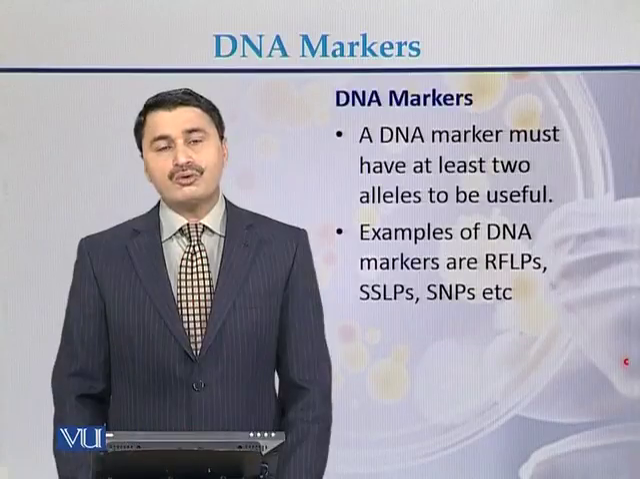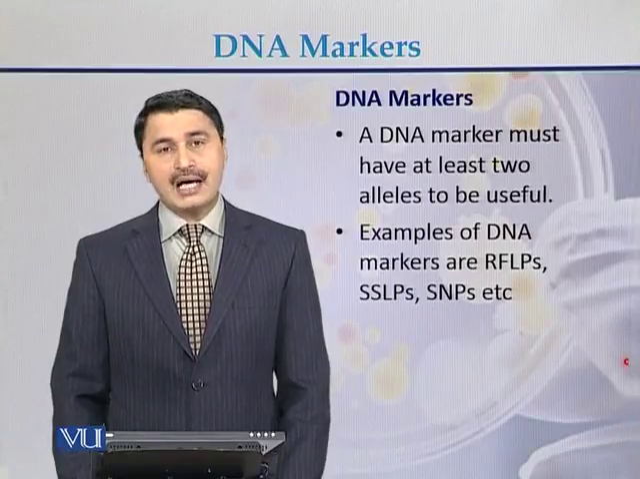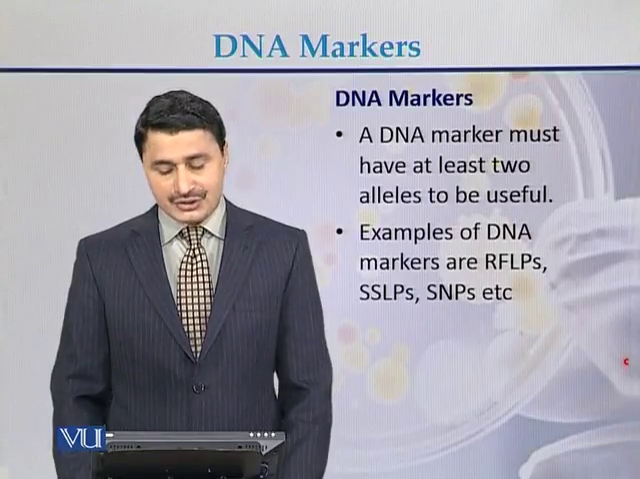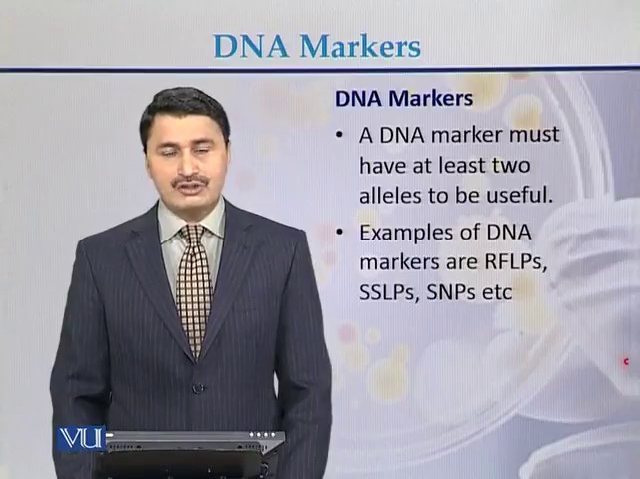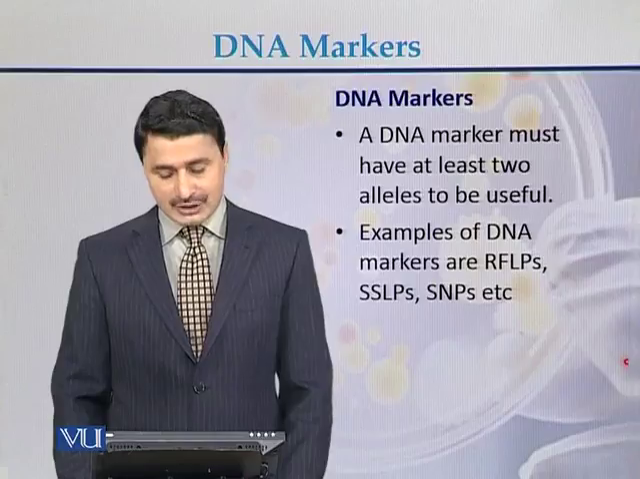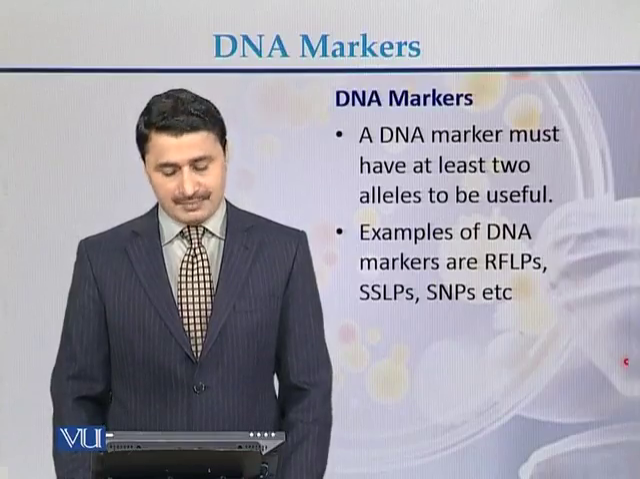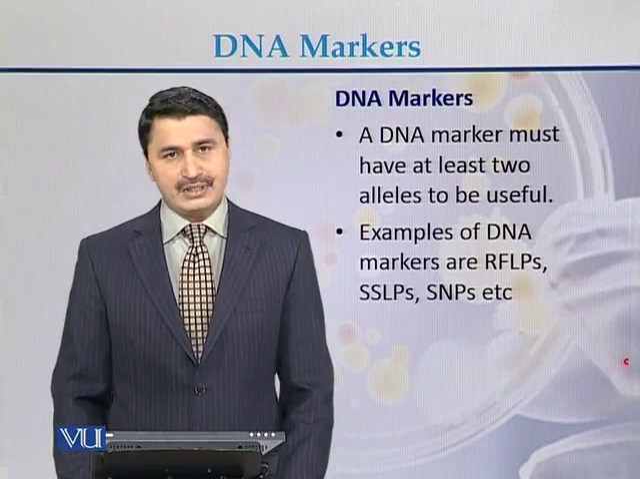So if we conclude what DNA markers are, a DNA marker must have at least 2 alleles to be useful, so that it can be used for the genetic mapping of the genomes. Examples of the DNA markers are RFLP, SSLP, SNP, etc.